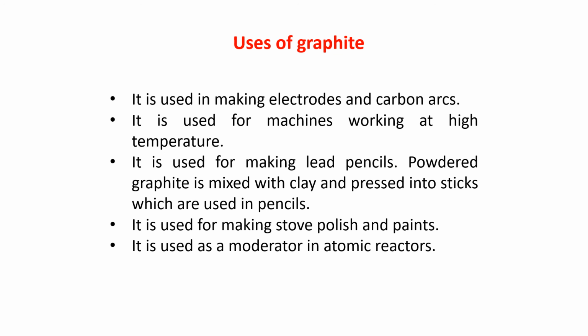Uses of graphite. It is used in making electrodes. That is a very big use of graphite. Making electrode, inert electrode we are making from graphite and carbon arc. It is used for machine working at high temperature. It is used for making lead pencils.